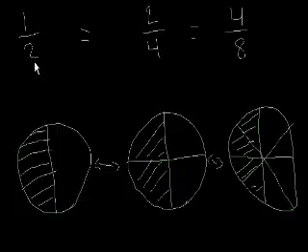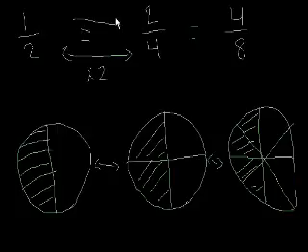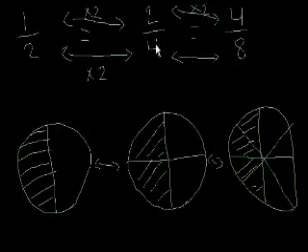Now, do you see a pattern here? If we just look at the numerical relationships between 1/2, 2/4, and 4/8? Well, to go from 1/2 to 2/4, we multiplied the denominator. The denominator, just as a review, is the number on the bottom of the fraction. We multiplied the denominator by 2. And when you multiply the denominator by 2, we also multiplied the numerator by 2. We did the same thing here. And that makes sense because if I double the number of pieces in the pie, then I have to eat twice as many pieces to eat the same amount of pie.